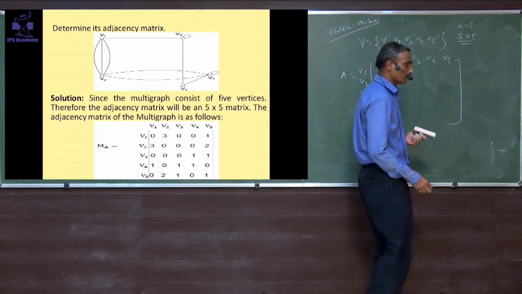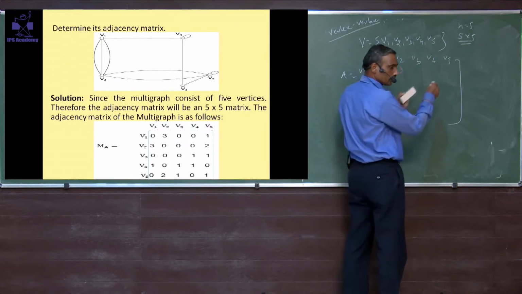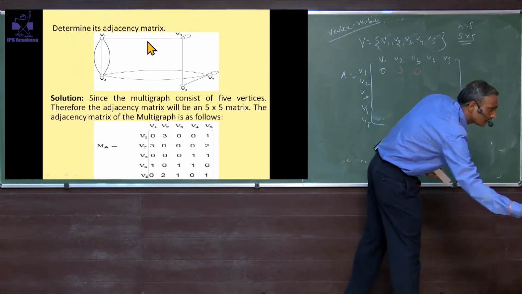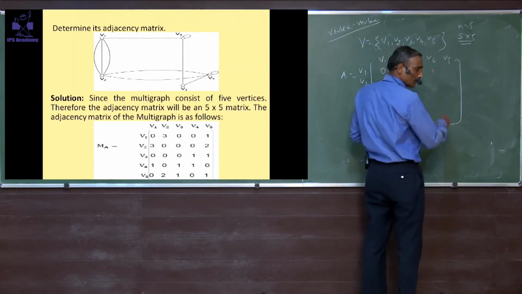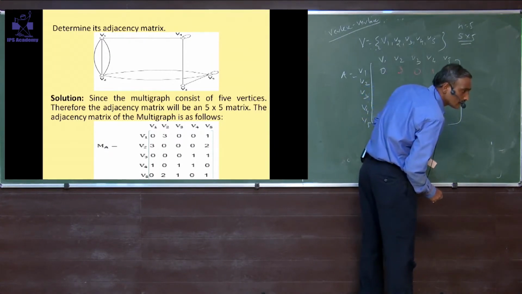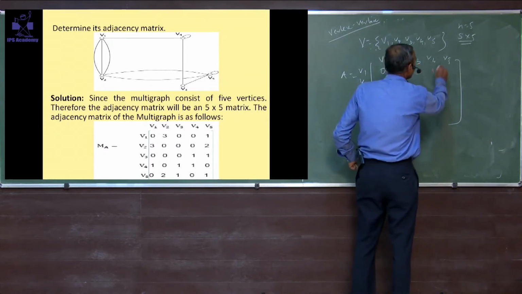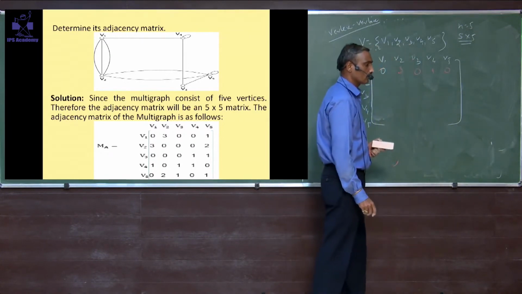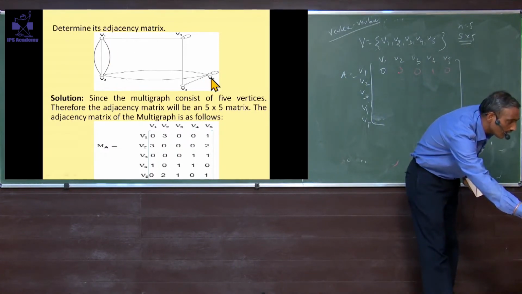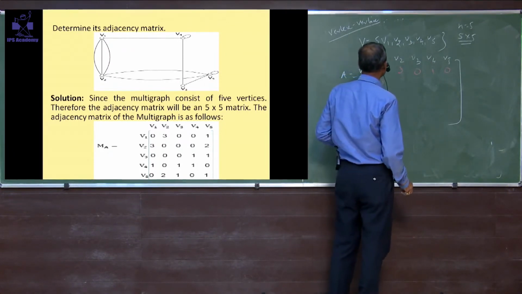Then V1 to V3. There is no edge, so we put 0. V1 to V4, there is an edge between these, so we put 1. And V1 to V5, we put 0, because there is no edge between V1 and V5 in this graph. Now again, it is a symmetric matrix, so we have V2 to V1, which is 3.